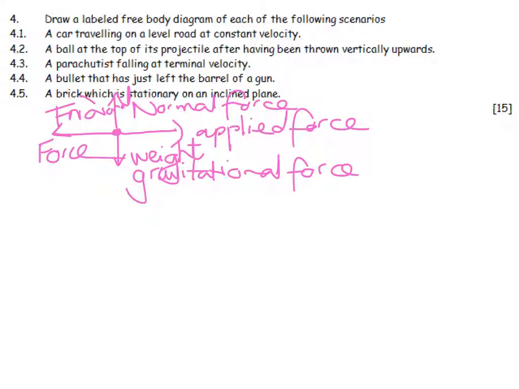Next one, a ball is at the top of its projectile after having been thrown upwards. This was straight out of your notes. When it's at the top of its projectile, it obviously has a gravitational force downwards. It is not moving, so it has no air resistance. It's not in contact with the surface, so it doesn't have any normal. It's just the gravitational force that is being applied to it at the point at the top of its projectile.